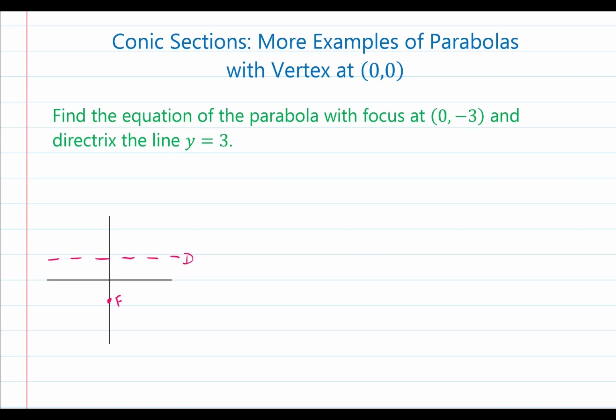What we know is that the vertex should be the midpoint of the line segment joining the focus and the point that's on the directrix directly above the focus. So the midpoint of that line segment is the origin (0, 0). We're told that the vertex is at (0, 0), but that validates what we are being told in the directions. So our goal here is to determine two things. First, what direction does the parabola open? What we can see based on the fact that the focus is below the vertex is that the parabola will open down.